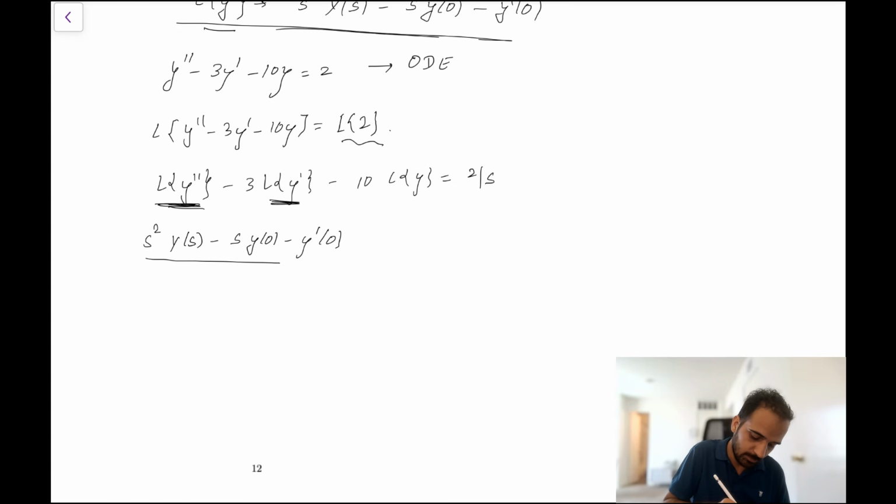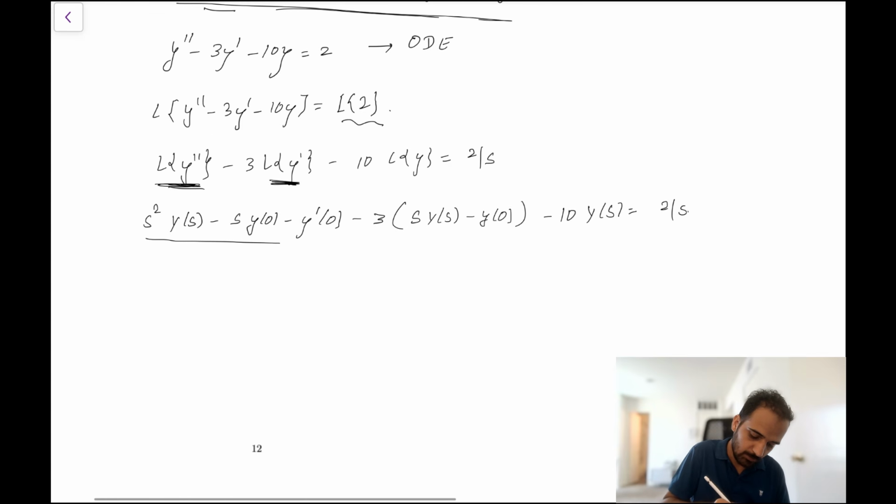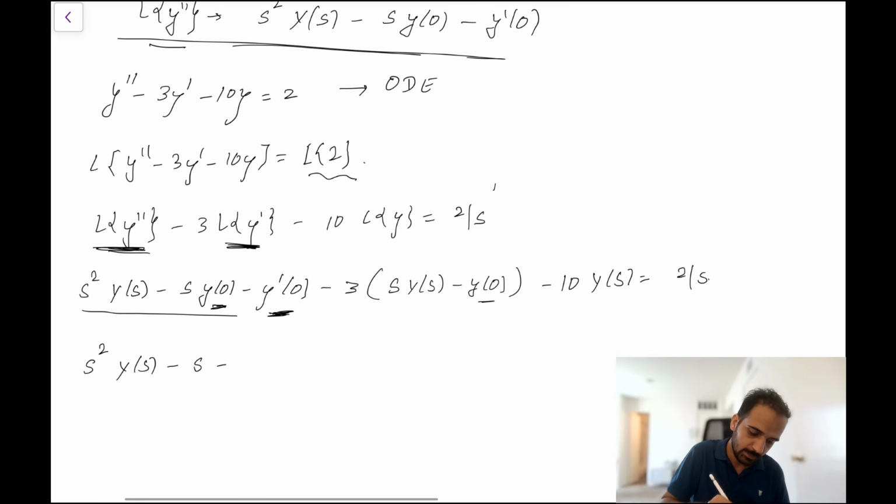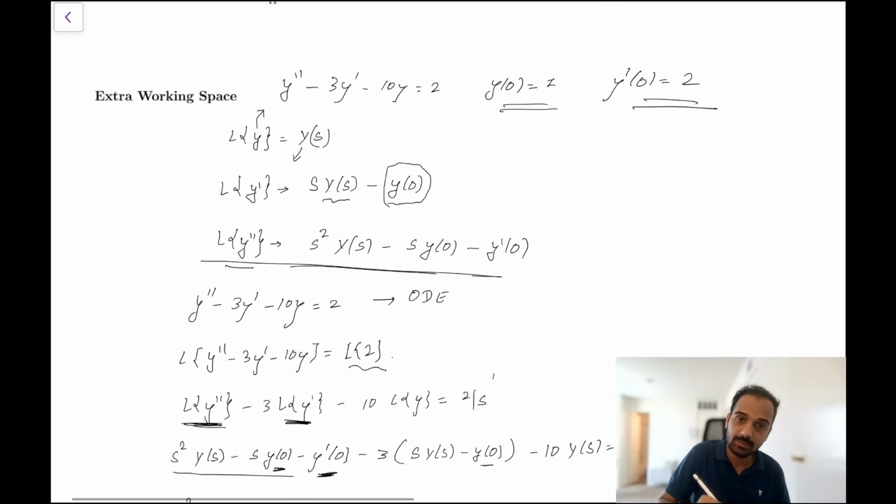Now for the Laplace transform of the first derivative, this can be written as s Y of s minus y of 0, and the third one is 10 Y of s. On the right side you have 2 over s. Now you can put in the values of your boundary conditions, that is y of 0 and y prime of 0. You already have these values, so I can write s square Y of s minus, this is 1, so minus s, this is 2, right? You can see here, this and this.